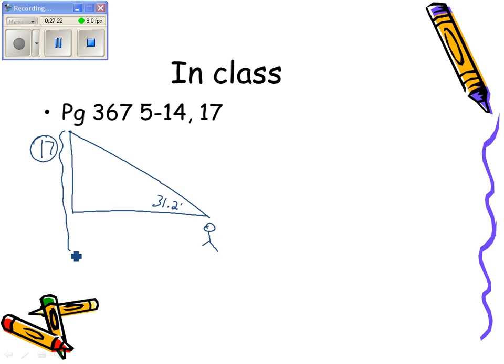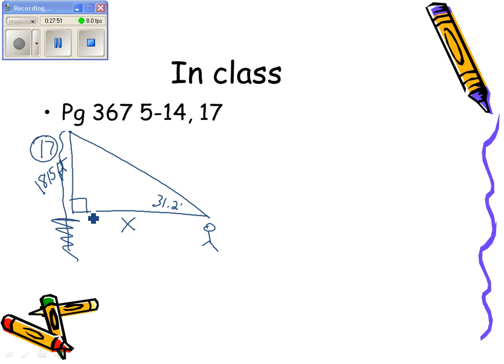I'm not going to draw the tower. Shouldn't go down past the ground. Let's see. She knows that the height of the tower to the top of the antenna is about 1,815 feet. So 1,815 feet over here. That's how tall the tower is. Find her distance from the tower. So we're looking for this distance.